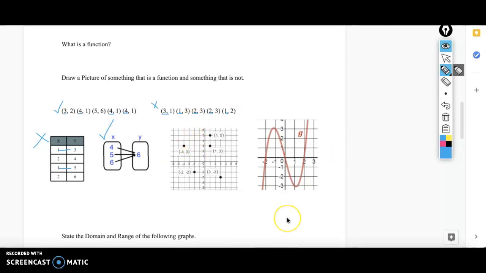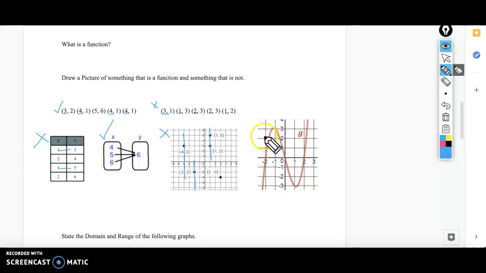For the graphs, the easiest way to do this is the vertical line test, like we were doing a second ago. If I draw a vertical line through this point, does it hit any other point? It does not. What about this one? It does not. What about this one? It does. It hits 2 points, which means that this is not a function.